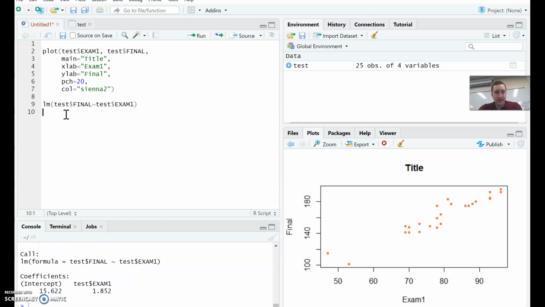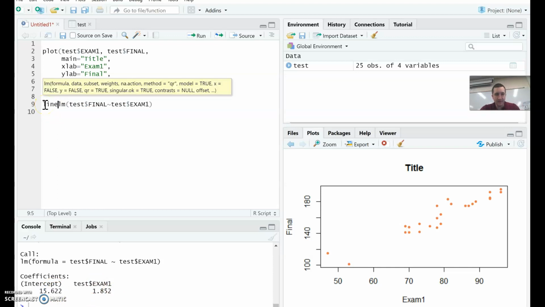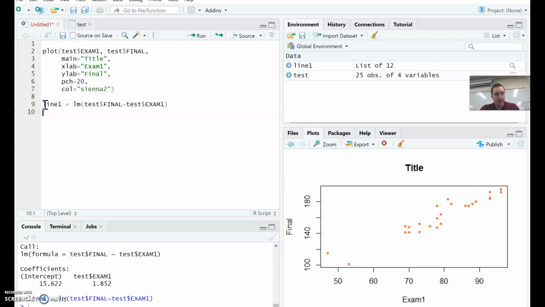Okay, and what that just gave me was a y-intercept. Look, I just ran that. I didn't even name it yet. There's my y-intercept. There's my slope. Let me go ahead and name this line 1. Save it over there. Booyah.